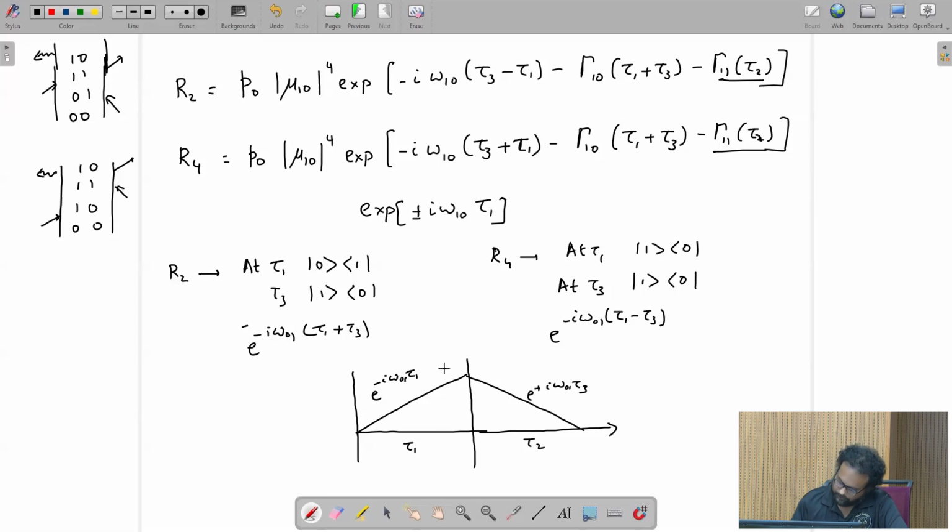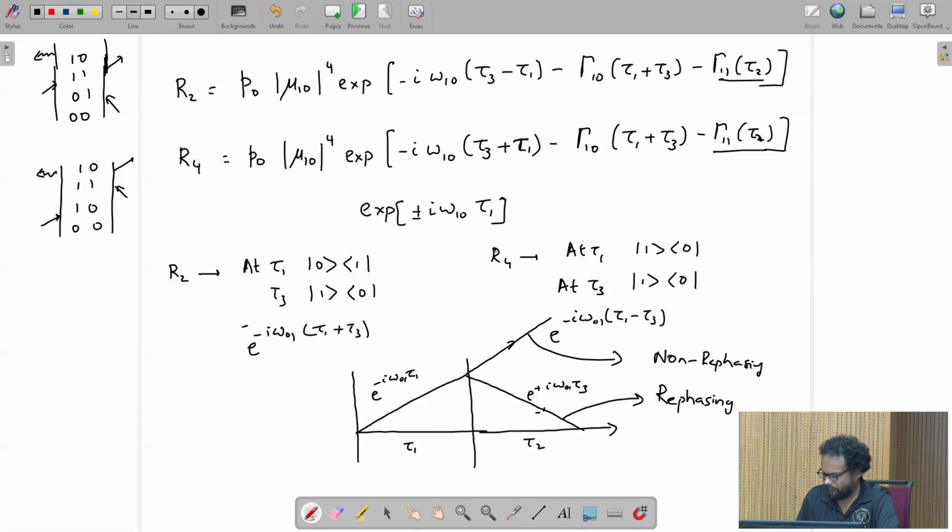Whereas for the other one, you're accumulating the same phase in tau 1, but then you're extending the phase in the other direction. Here, you're kind of coming back to the same condition. So this is referred to as rephasing, and this is referred to as non-rephasing. What does it mean? What is rephasing and non-rephasing?